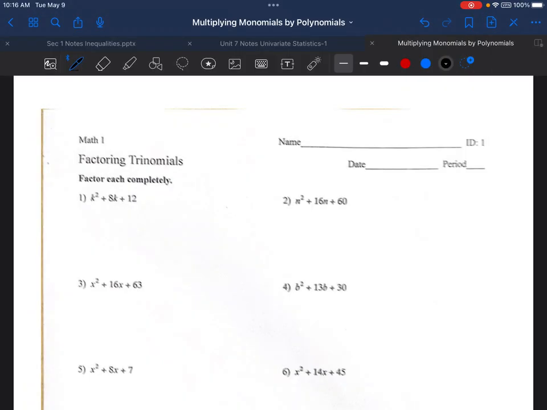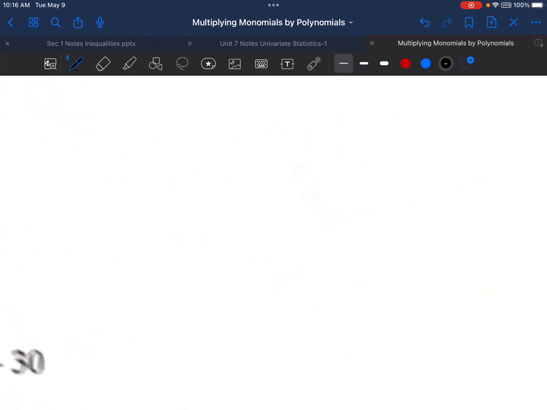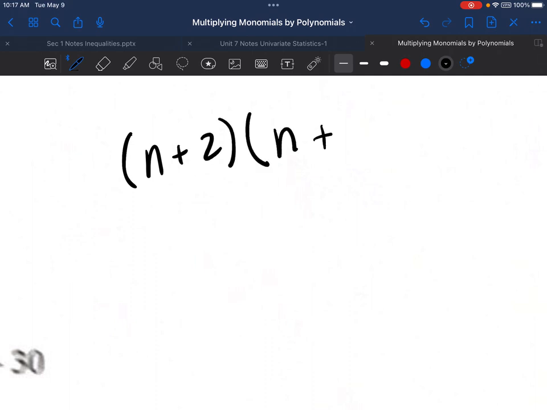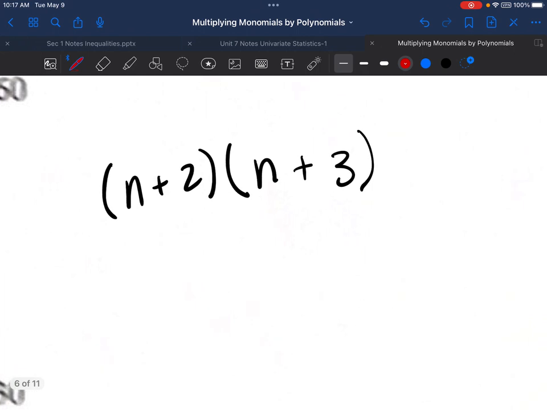Howdy! Today's lesson is all about factoring trinomials, but before we do that, let's review a little bit. So, if I make up this equation, n plus 2, parenthesis, n plus 3, let's say. Well, how do I solve this? We've reviewed this quite a bit in class, so hopefully these kinds of problems are not too tricky, but if they are, come get some help.